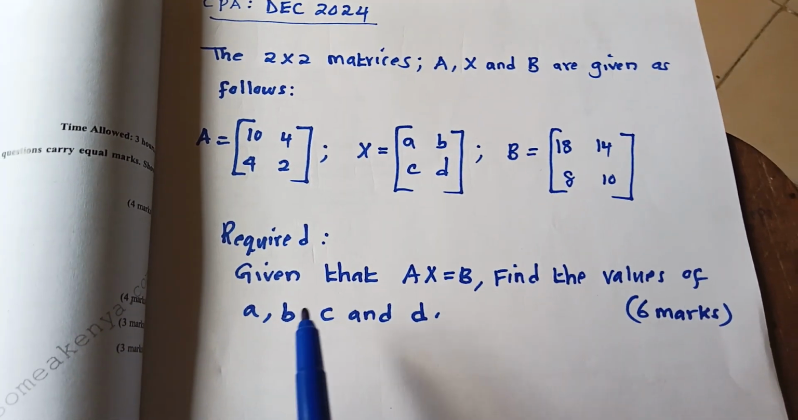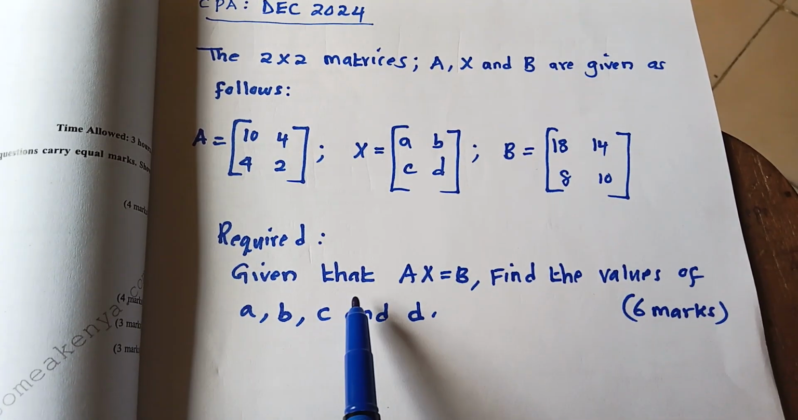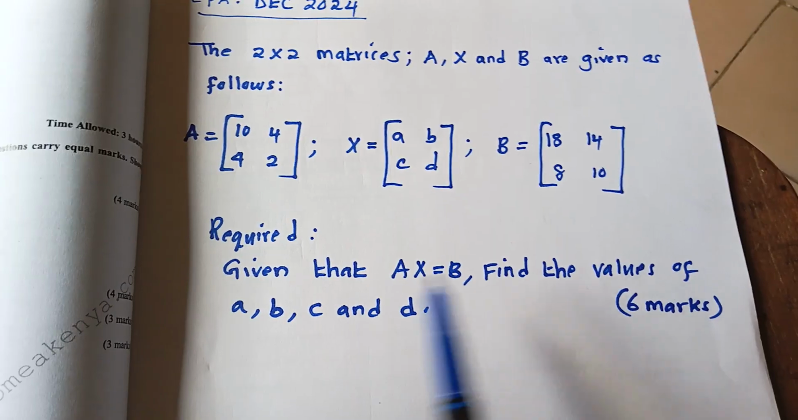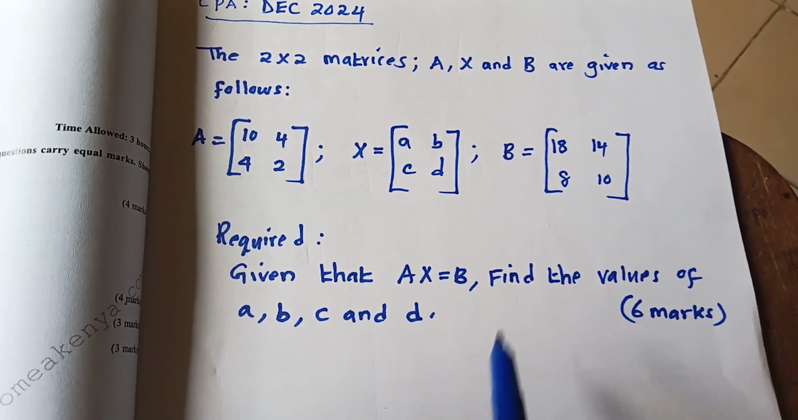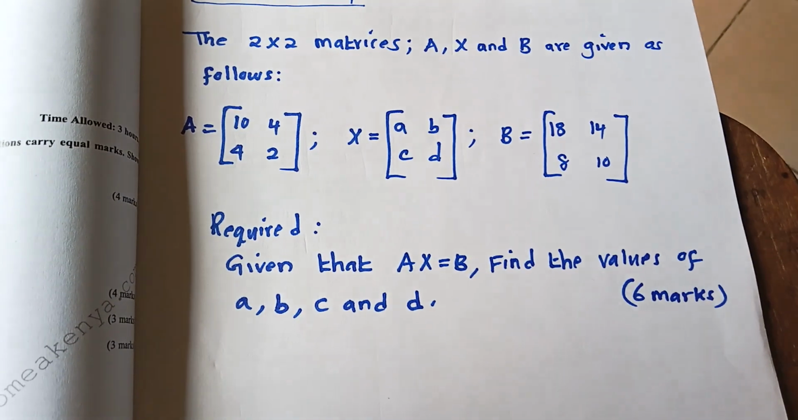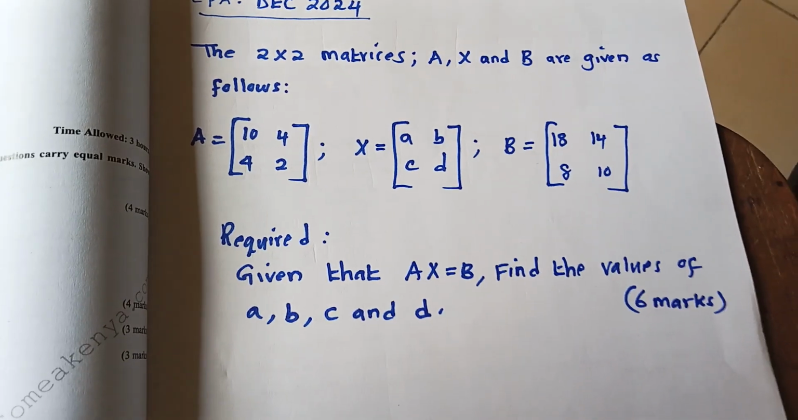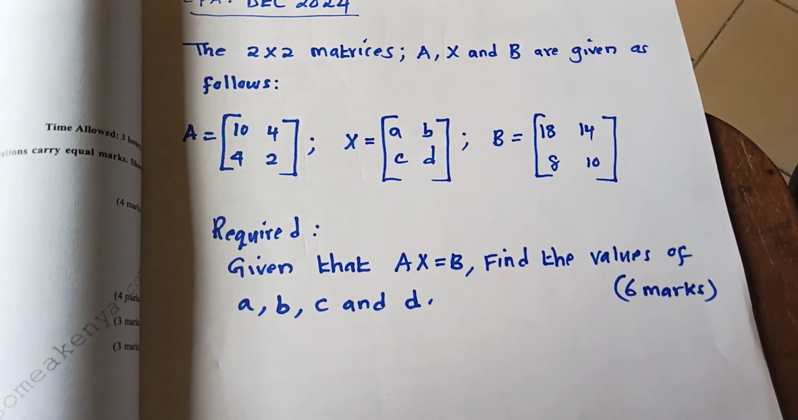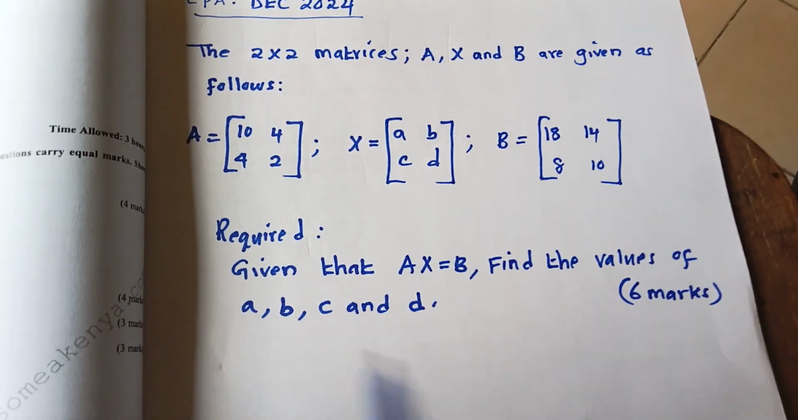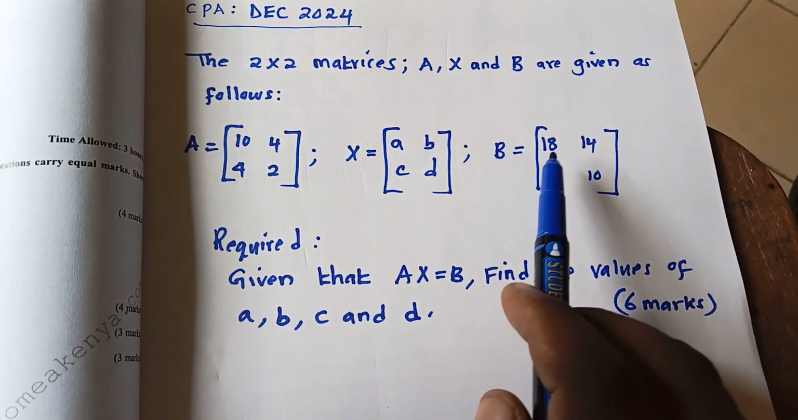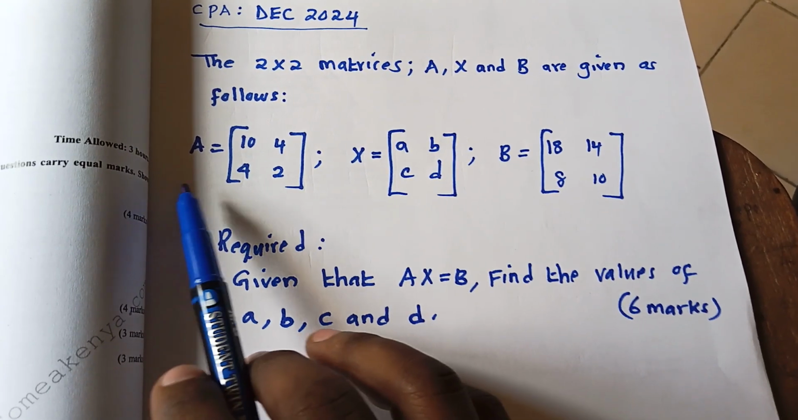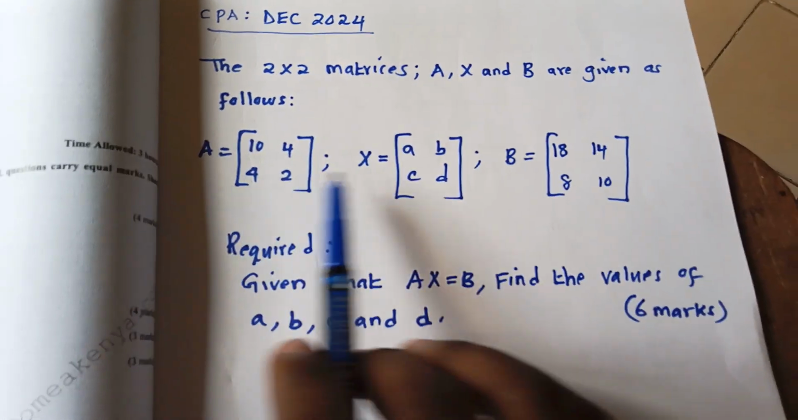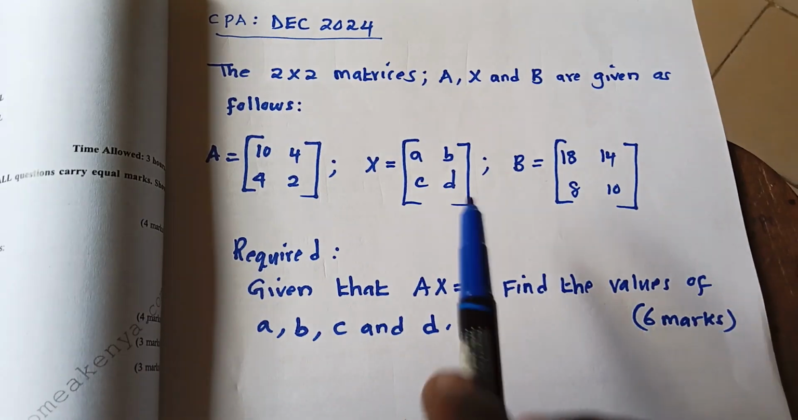The question says we are given that AX equals B, and then we are asked to find the values of A, B, C, and D. This question carries 6 marks. So you can see that here we have been given 2 by 2 matrices: matrix A, matrix X, and matrix B. All these 3 matrices are 2 by 2 matrices.